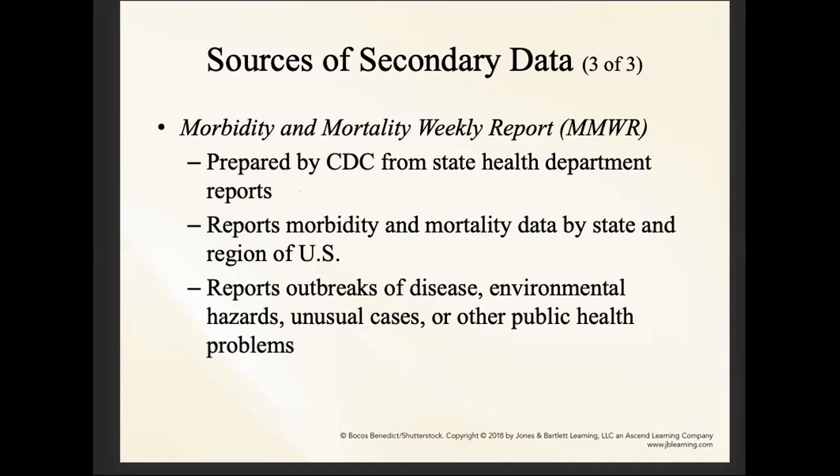Additional sources of secondary data include the Morbidity and Mortality Weekly Report, the MMWR. And you can think back to the scheme of how we report disease and mortality. It's prepared by the CDC from the state health department reports, and it reports morbidity and mortality data by state and region of the US. It also reports outbreaks of disease, environmental hazards, unusual cases, or other public health problems.